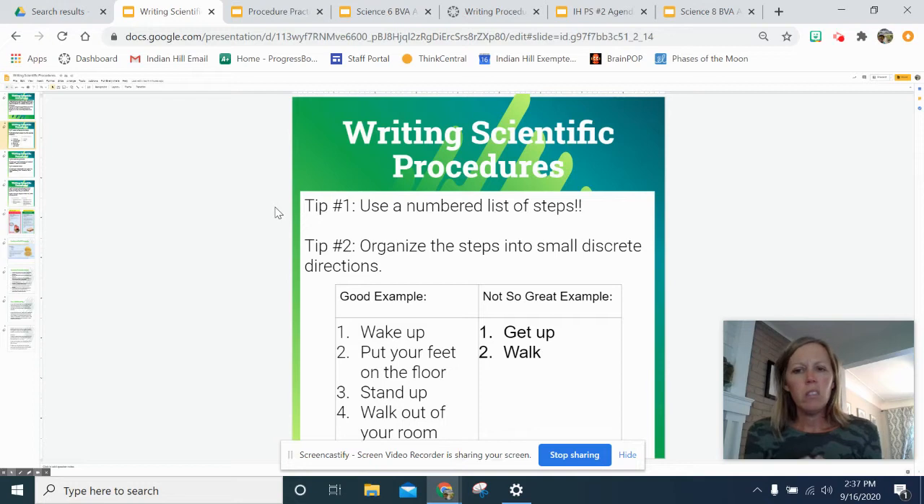Notice how get up is pretty vague. Okay, get up could mean, yep, put your feet on the floor and stand up, like in the good example, or it could mean like that super trendy dance that was going on last year that I have no clue how to do. So get up means what, right? So make sure you're sticking to more of the small, discrete steps.